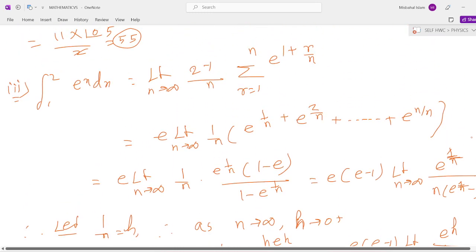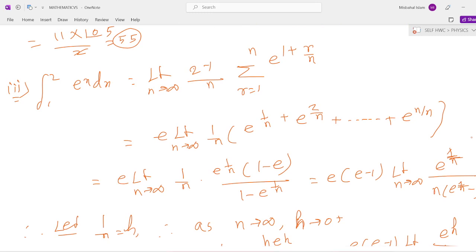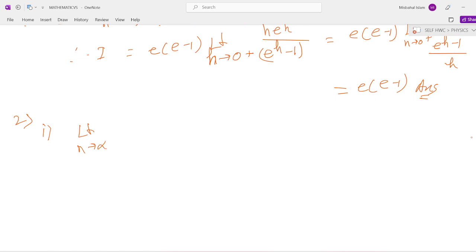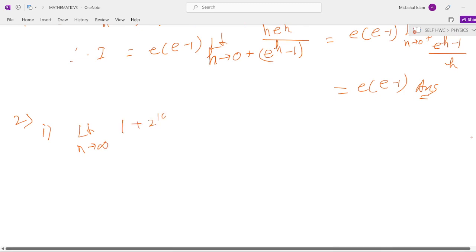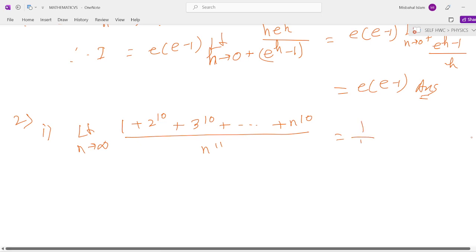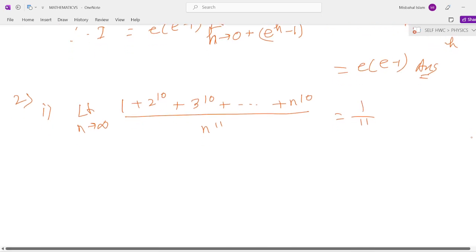Next question. Okay, this question is very important and most important. I have already provided and completed this unit. This unit is named definite integral as the limit of a sum. So next question, question number 2-1: limit n tends to infinity, (1 plus 2 to the power 10 plus 3 to the power 10 plus dot dot dot plus n to the power 10) by n to the power 11, is equal to 1 by 11. How to solve this problem?